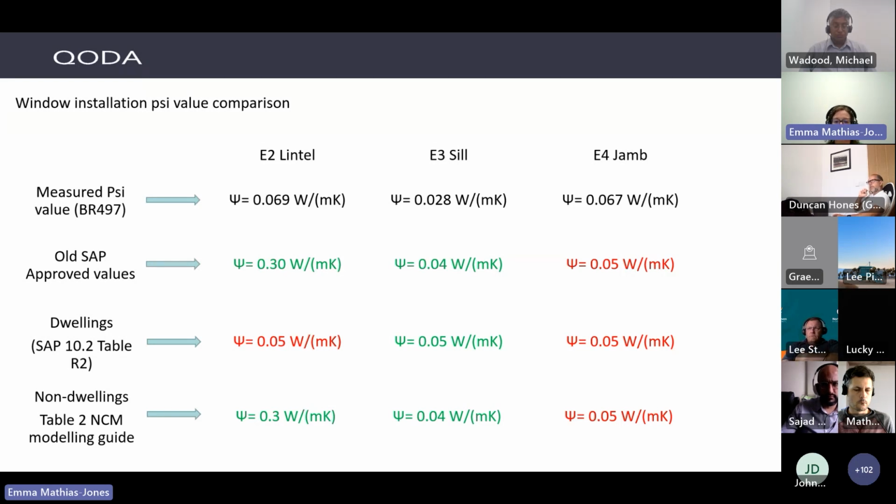But then compare that to the new dwelling, you can see how much it's stepped up. Your lintels are now being compared to 0.05 for dwellings, so that's quite a lot lower. Your sills 0.05, so that's okay. But your jambs, and then non-dwelling, similar case. It's getting a lot harder to meet those criteria.